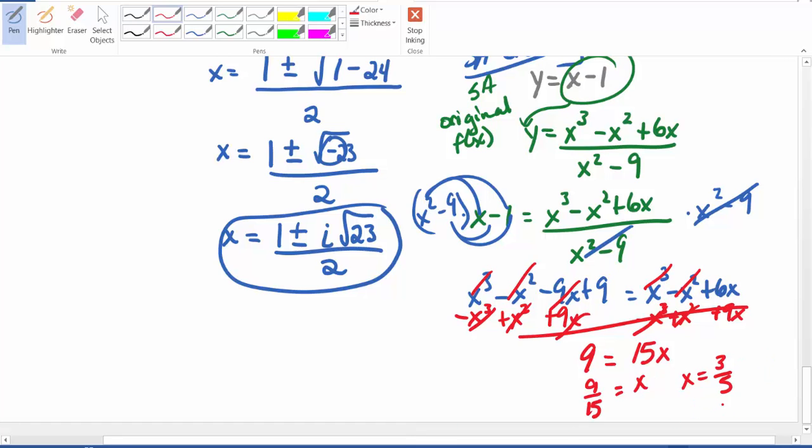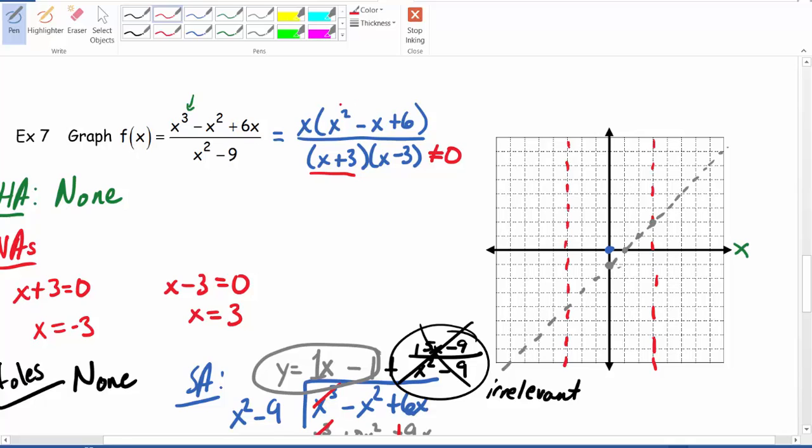And again, you would just take this x value, and you could throw it into the original function, or into this one, it doesn't matter. But again, the final image should look something like this. Again, though, that is our example 7 from our 8.3 number 2 set of notes.